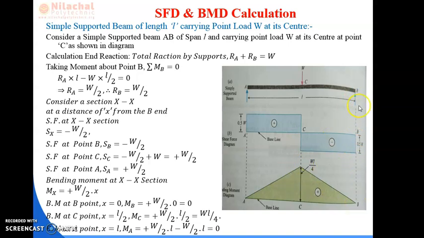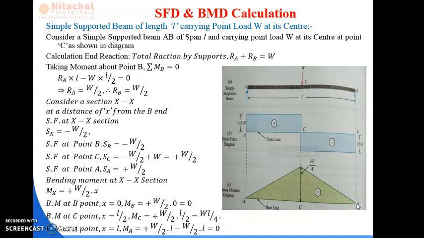At C point, RB value is at a distance of L by 2, so RB into L by 2, that is positive W by 2 into L by 2, so WL by 4, plus minus W into 0, so that is WL by 4. At point A, if we are taking x is equal to L, we are getting moment at A point equal to W by 2 into L minus W by 2 into L. So we are getting 0. So at A point it is 0, at B point it is 0.